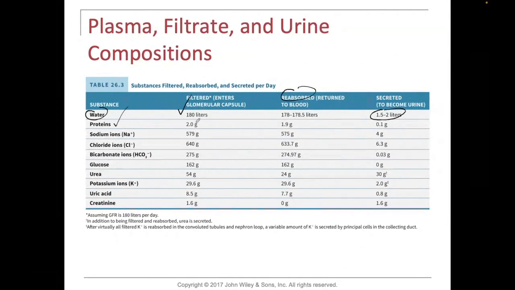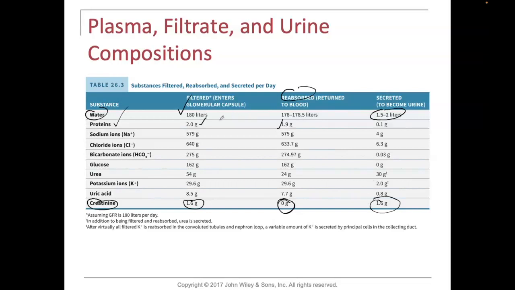Look at all the protein. We're filtering about 2 grams. We're reabsorbing almost all of it. We're getting rid of a very, very small amount. But look at creatinine, 1.6 grams. How much are we reabsorbing? You don't want any of that. You want to get rid of it all.